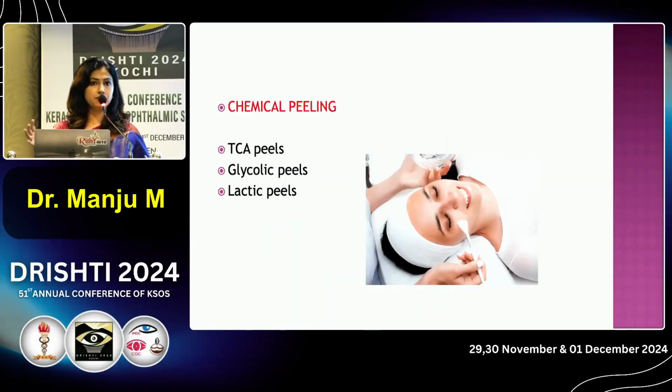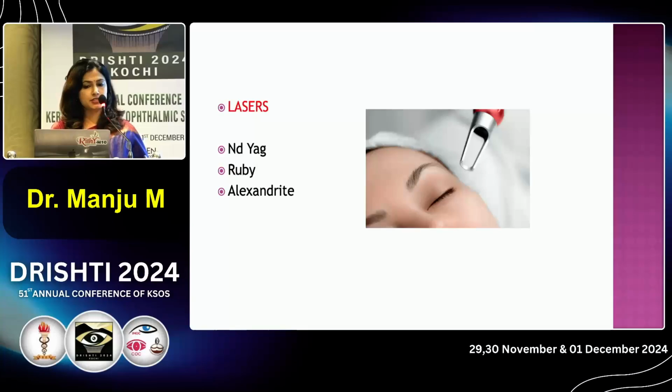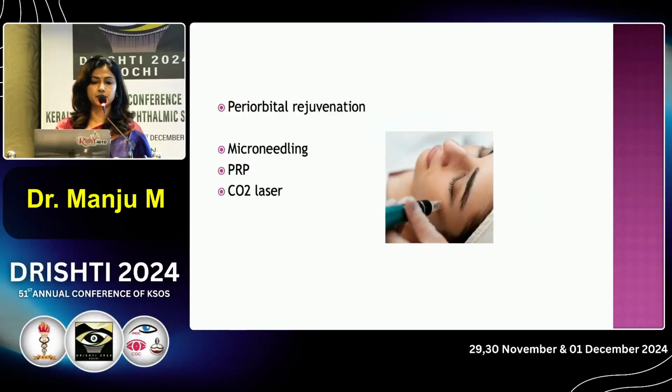When the topical treatment fails, we can plan chemical peeling. We can use trichloroacetic acid peel, glycolic acid peel, or lactic acid peels in the periorbital area. Usually we need repeat sessions. Next treatment option is lasers. When the topical treatment and chemical peeling fail, we can try periorbital laser toning. As a part of periorbital rejuvenation, we can also try microneedling, PRP injections or CO2 laser treatment.